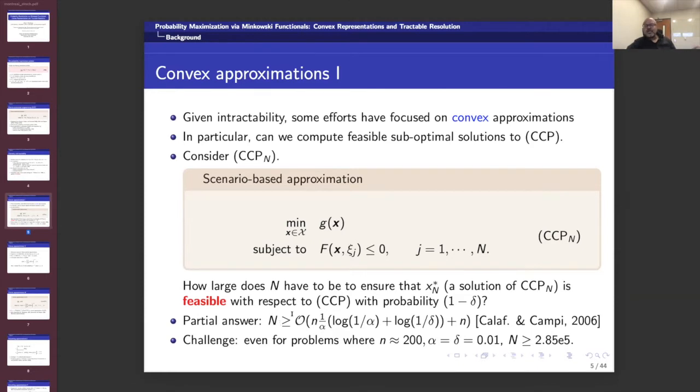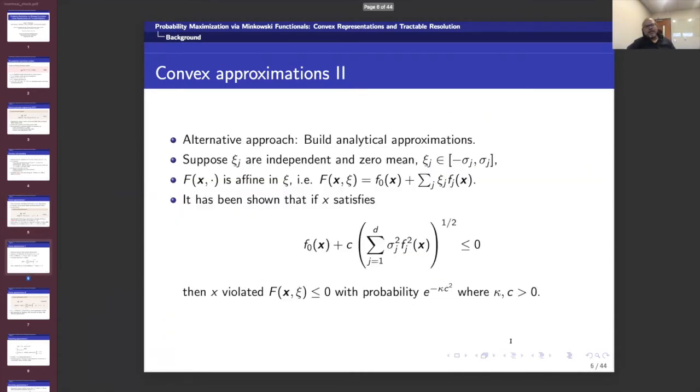And a partial answer was given by Calafiore and Campi in 2006. But even for problems where little n is relatively small, let's say 200, capital N, the number of realizations that you need, can be quite large. And that's not particularly surprising.